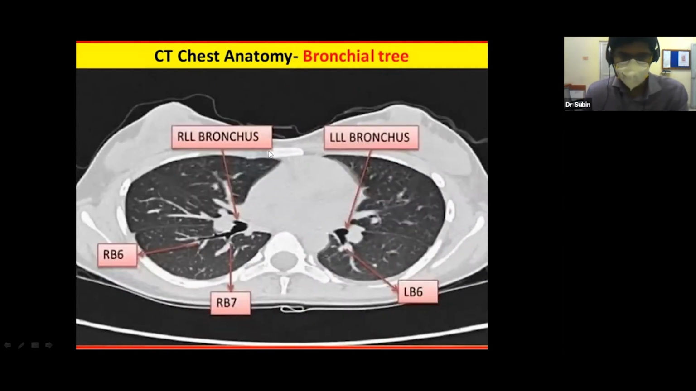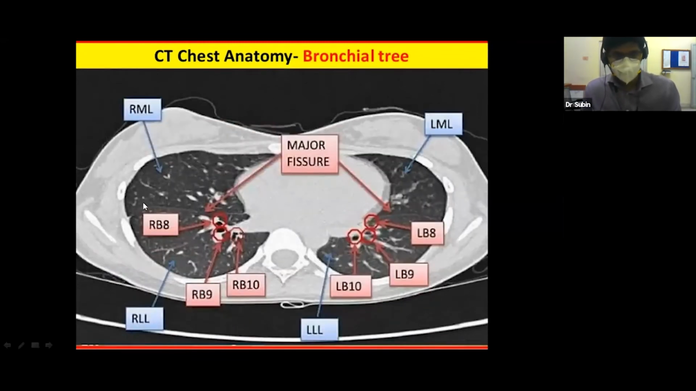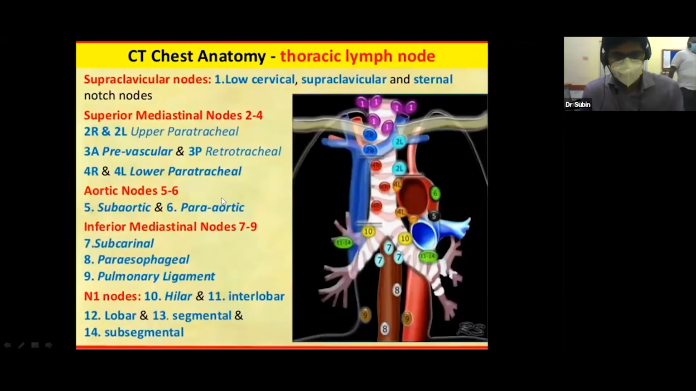So if there is an opacity, if the right heart border is not very clearly visualized, it could be in the right middle lobe. Left heart border not being visualized, it could be in the lingula. All right. So those are the major fissures which you see. These should be really, really thin. Sometimes you'll be able to see nodularity, or some effusion along this fissure. So that's about fissures and lung parenchyma.